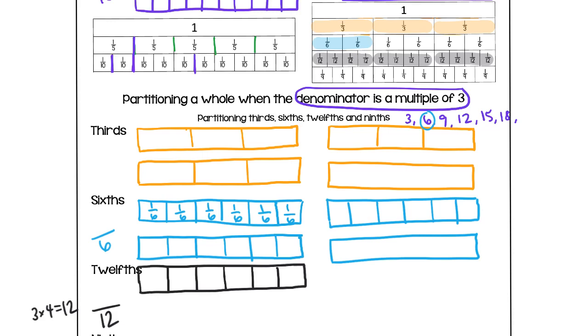Okay, this helps us if we're comparing sixths and 12ths, or thirds and 12ths. And then there are 2 12ths in each sixth. So I'm going to partition each sixth into 2 pieces. Now let's count. 1 12th, 2 12ths, 3 12ths, 4 12ths, 5 12ths, 6 12ths, 7 12ths, 8 12ths, 9 12ths, 10 12ths, 11 12ths, 12 12ths. We are on fire. All right.